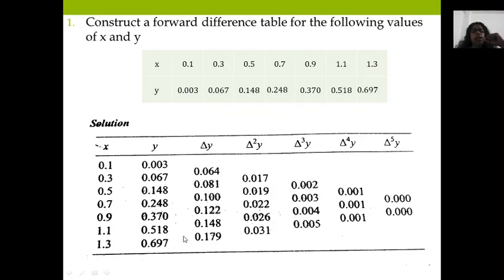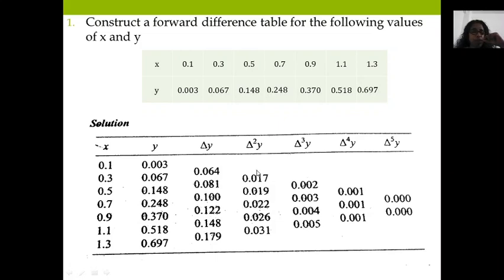Then what else? First difference delta y, second, third, fourth and fifth. Why did I limit it up to 5? Because you can see here. So let's see one by one. So the first delta y will be between y1 and y0. So that is 0.067 minus 0.003. The answer will be this. Similarly, you have to remember to put it in between y1 and y0. I had told you that in the last slide.